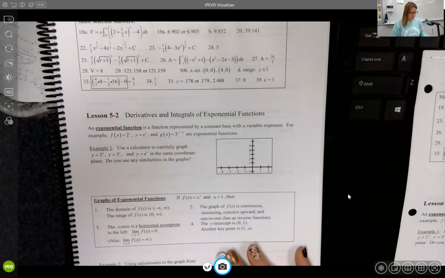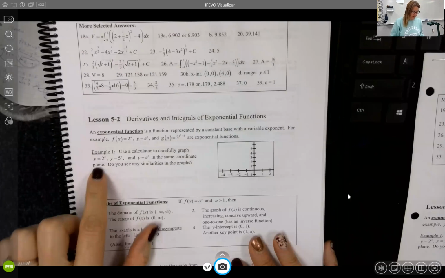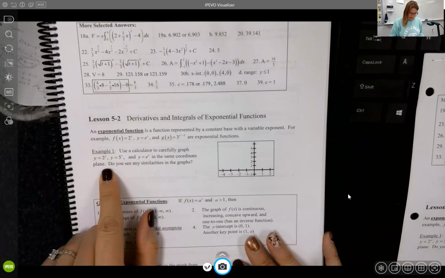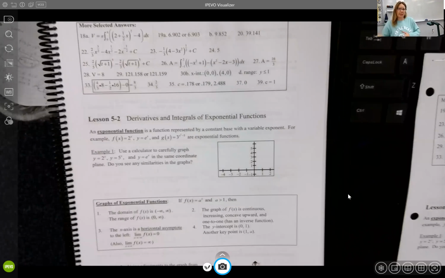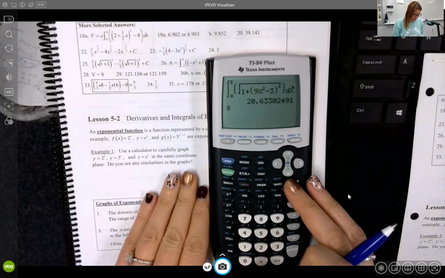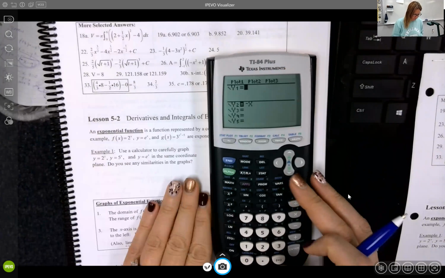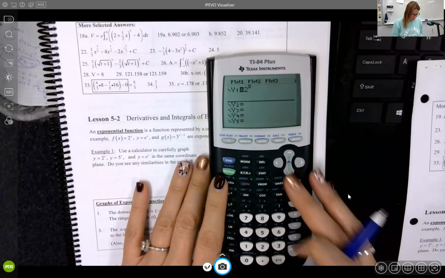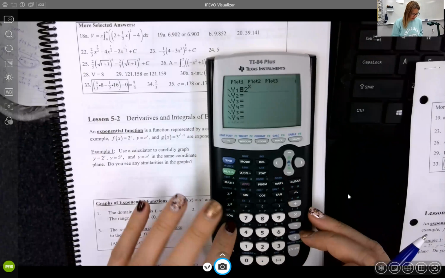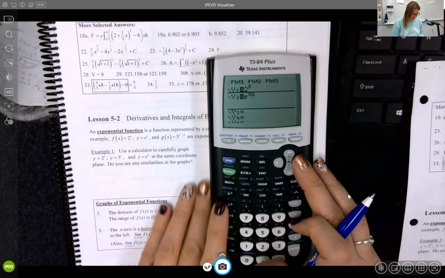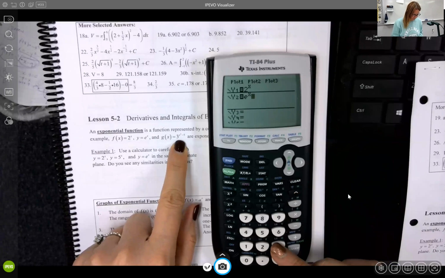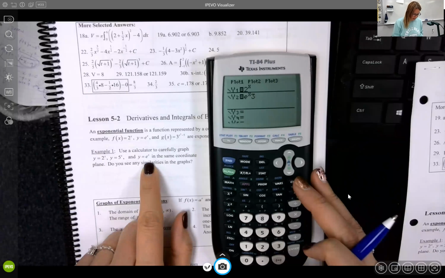First of all, we're going to graph 2 to the x, 5 to the x, and e to the x in the same coordinate graph. So we're going to get our calculator out, and we're going to graph 2 to the x, e to the x, and 3, no, just kidding, 5 to the x.